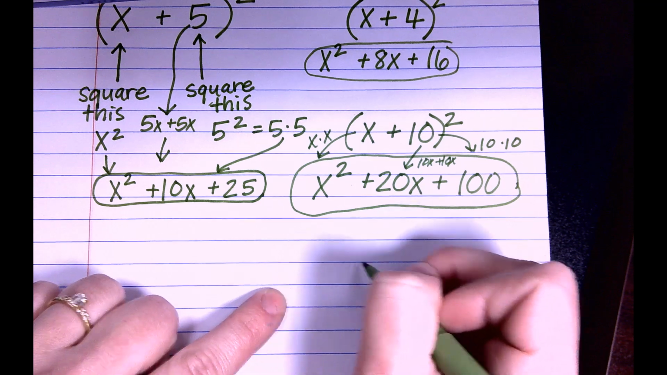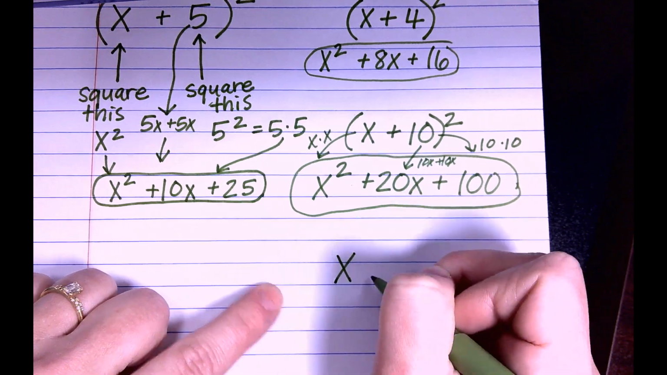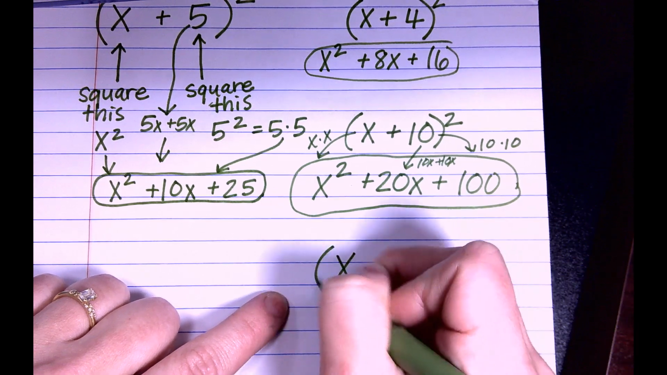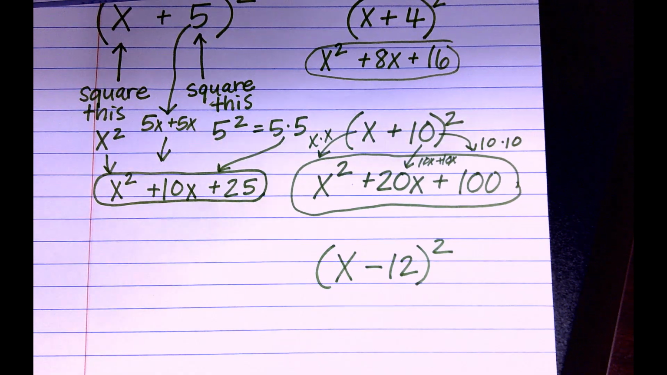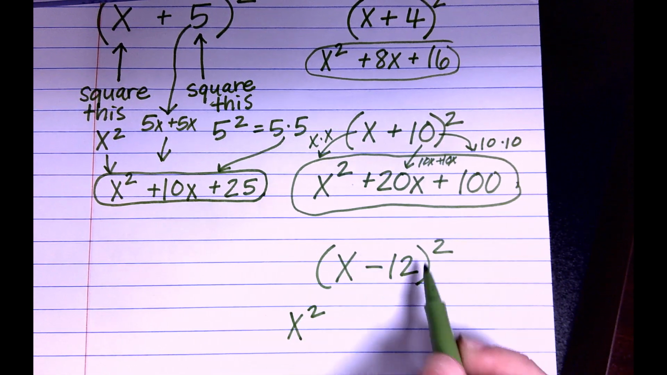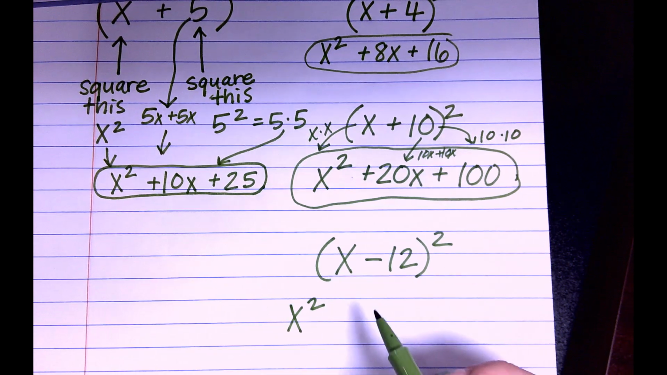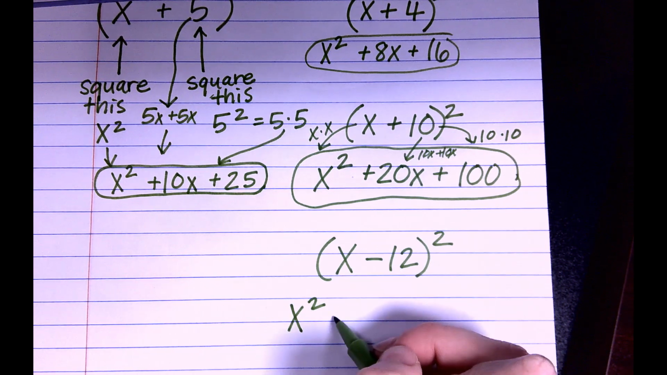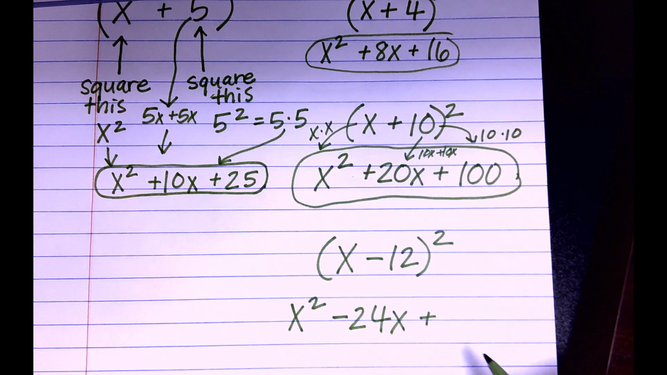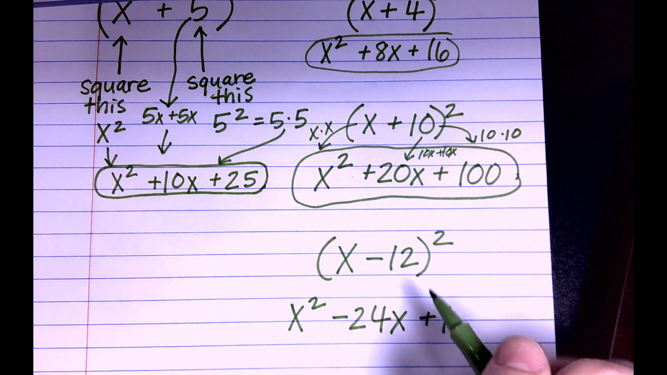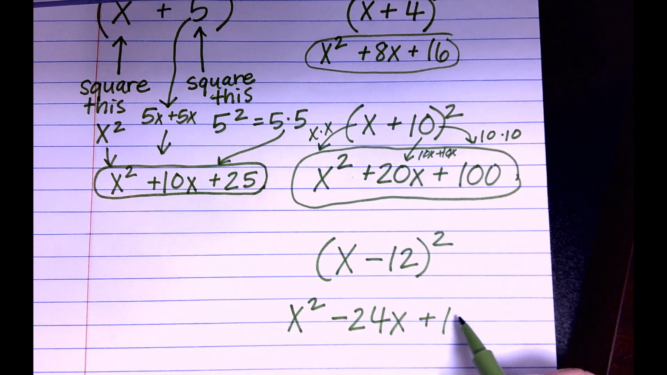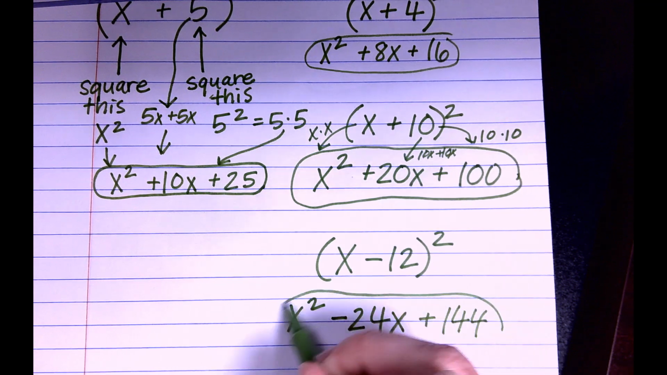Okay, how about x minus 12 squared? X squared. Now we got to add negative 12 and negative 12. Yes, negative 24x. It is. 144 positive. A negative times a negative gives us a positive. Yes. So there's our answer for this.